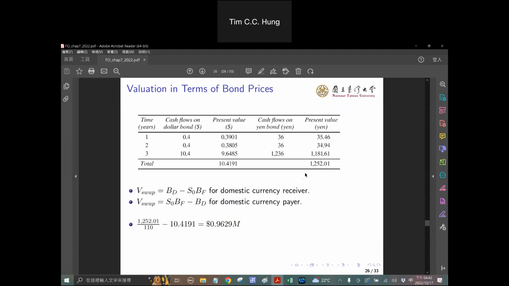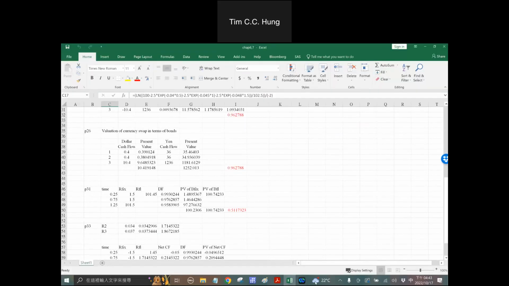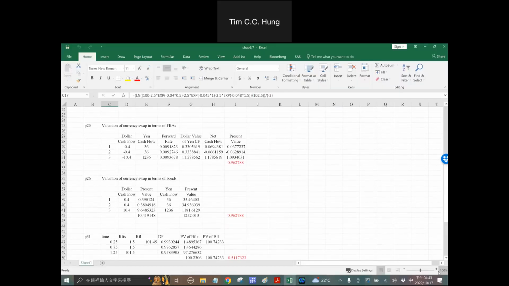We also know what the exchange rate is. The exchange rate happens to be 110. That was the good old times. And then we can calculate the US dollar equivalent of this net present value of Japanese yen that we're receiving, and then subtract the US dollar outflows. That's how we are able to calculate the value of this swap. Does that make sense? I can show you guys in the tables. This is page 26. Let me zoom in a little bit.